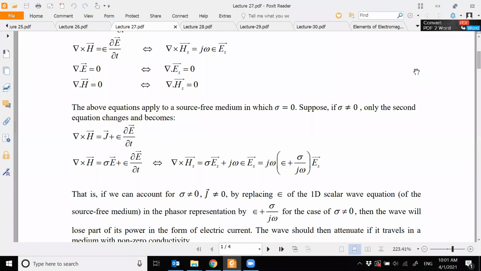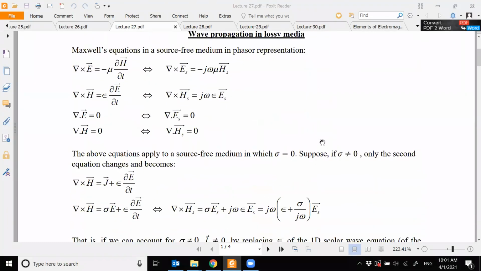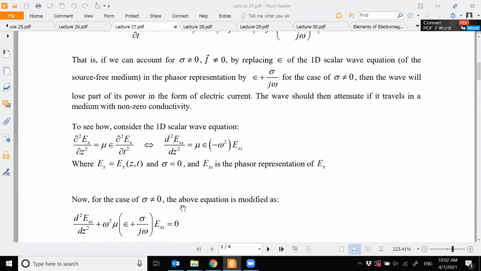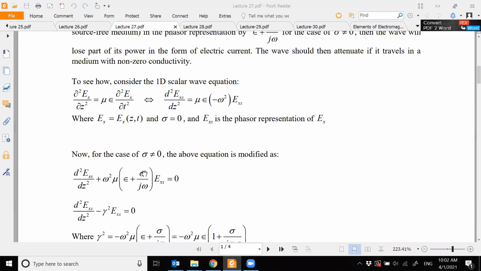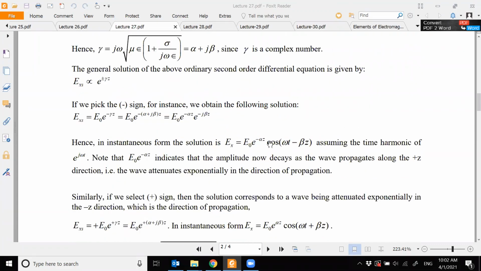So in the last two classes, we were looking at electromagnetic wave propagation in lossy media. We have seen that when sigma is not equal to 0 for our medium, it will incur an attenuation to our electromagnetic wave. And we looked at the 1D scalar wave equation and its solution, and we saw that this extra term exists along with the amplitude of the wave, and this term is responsible for attenuation.